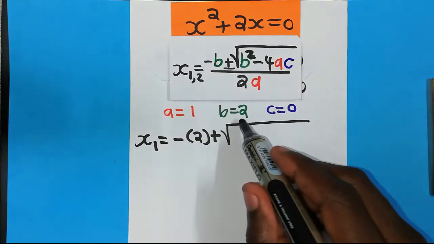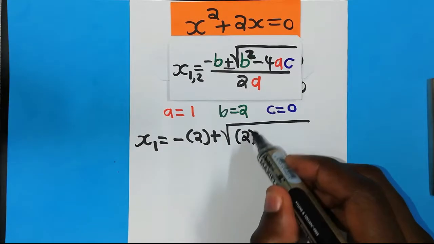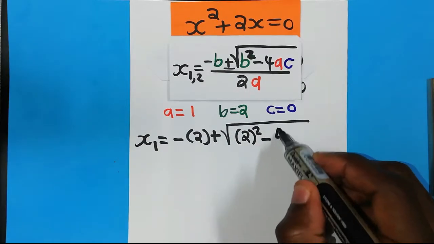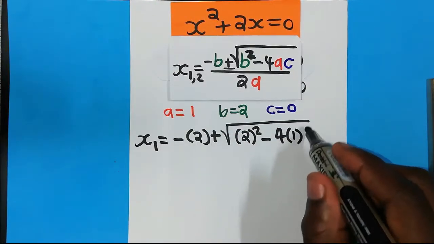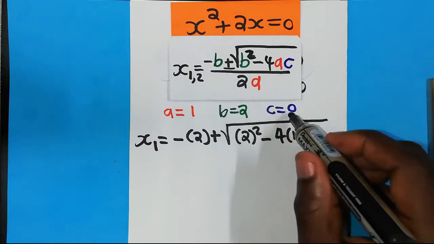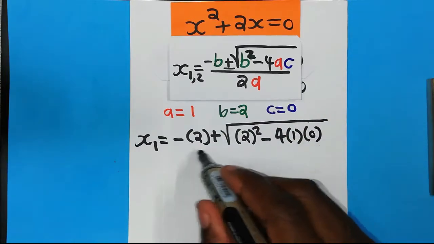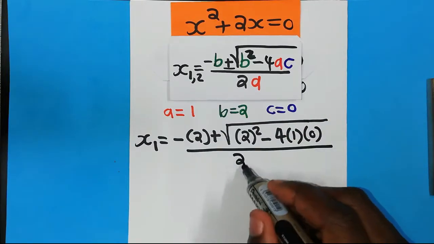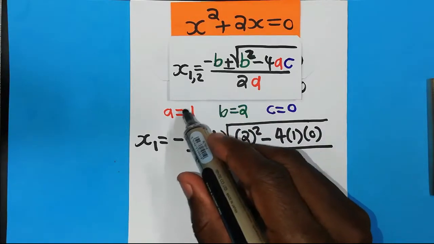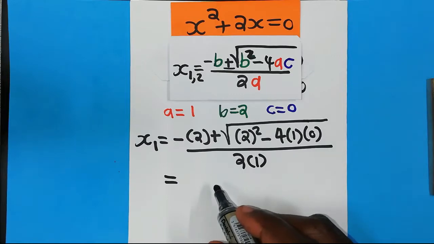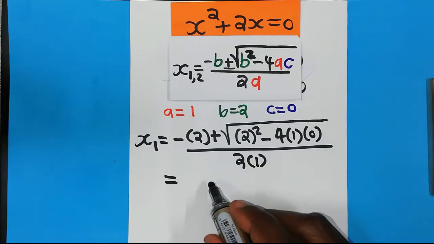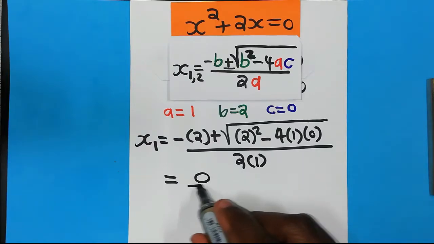So here is b, I'm going to put 2, and a, I'm going to replace it with 1, and c, I'm going to replace it with a 0. So a, I'm going to replace it with 1. All right. Now, the answer that I get here is a 0.